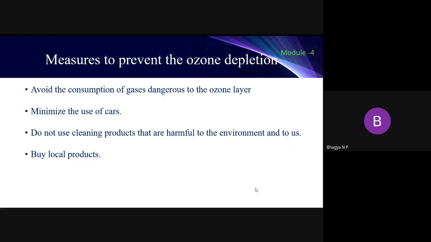And do not use cleaning products, because cleaning products sometimes contain very minute quantities of dangerous gases. So that's why you have to use eco-friendly products.